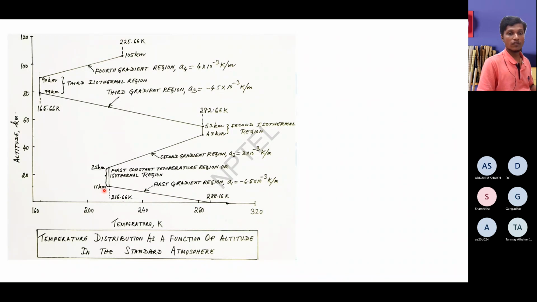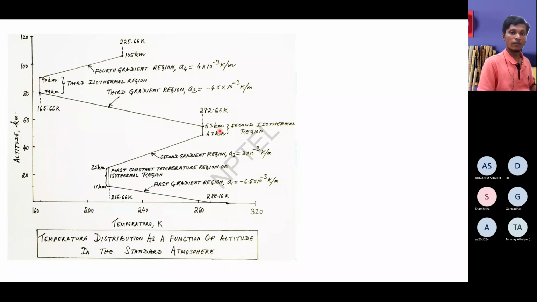The second layer is from 11 kilometers to 25 kilometers. Here you have the first isothermal region, where the temperature is more or less constant and does not vary, at around 216.66 Kelvin. Kindly note these values on the graph, as they will be helpful for solving the questions later and in today's session. After 25 kilometers, you again have a gradient region, where temperature increases with altitude up to around 282.66 Kelvin.